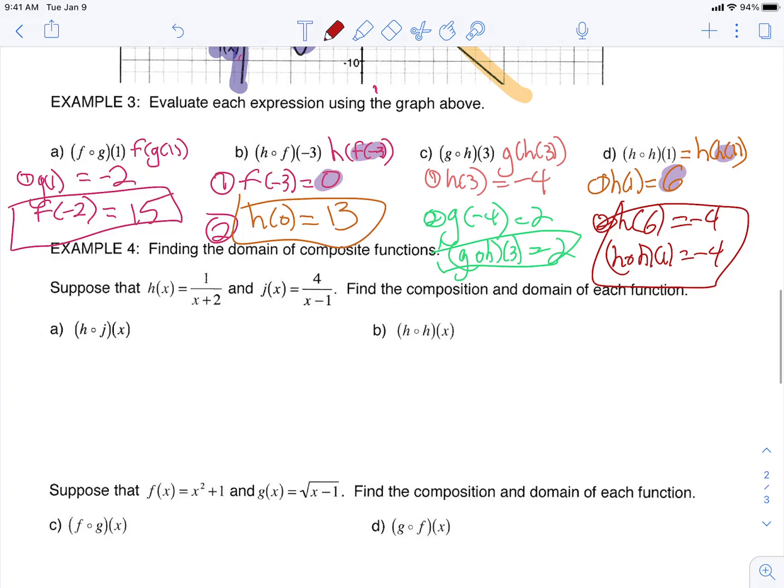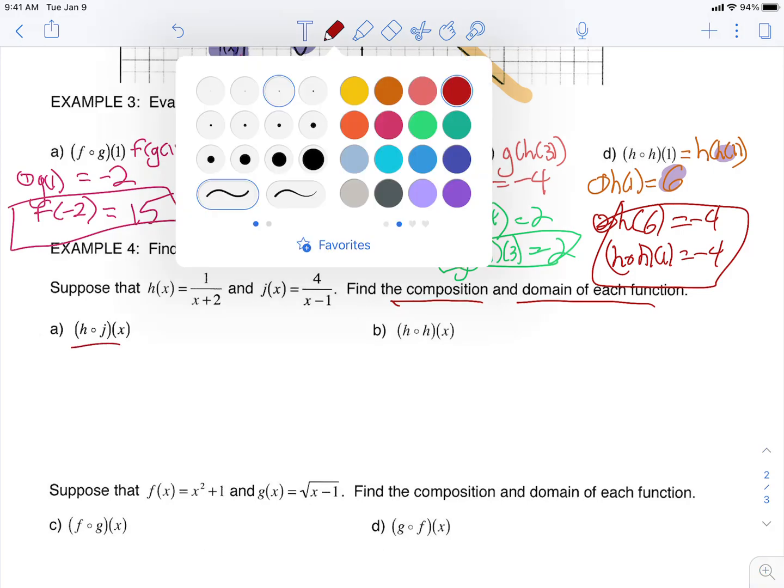All right, now to some fun stuff here. Finding domain of composite functions. Suppose h of x is 1 over x plus 2 and j of x is 4 over x minus 1. Find the composition and domain of each function. Okay, so we're finding h of j of x. No numbers now. And maybe this is a refresher. Maybe this is what you guys want.